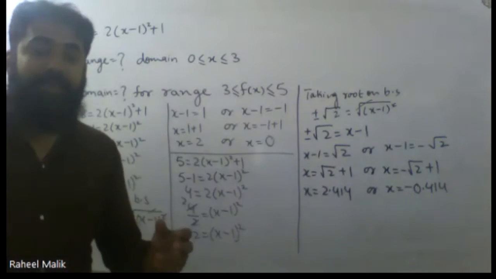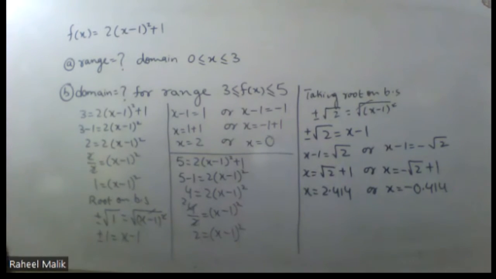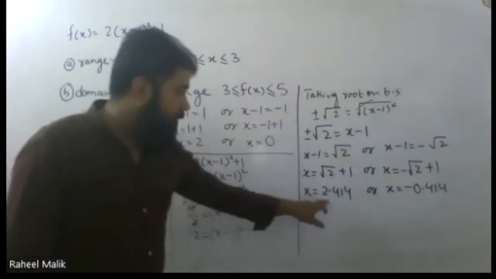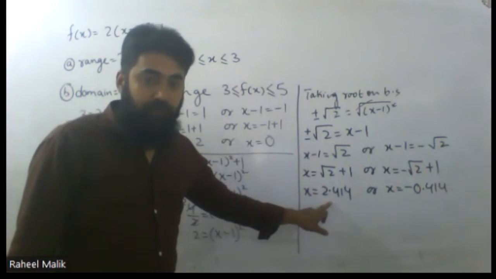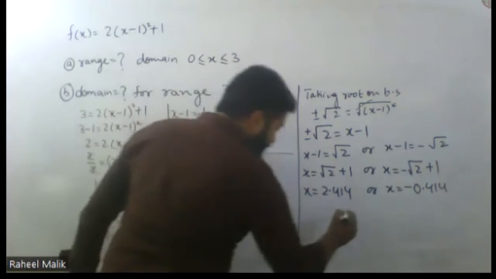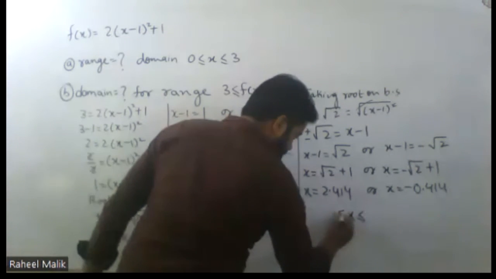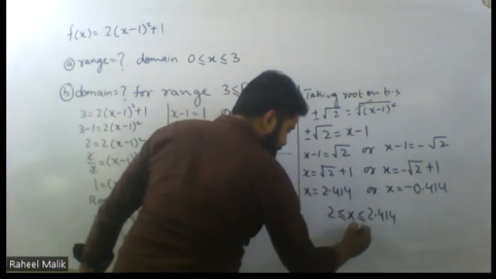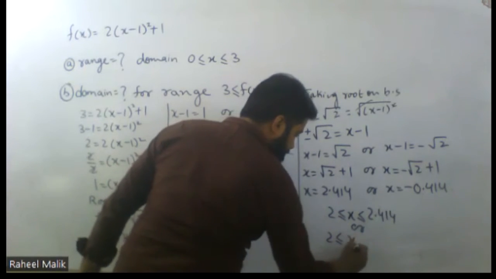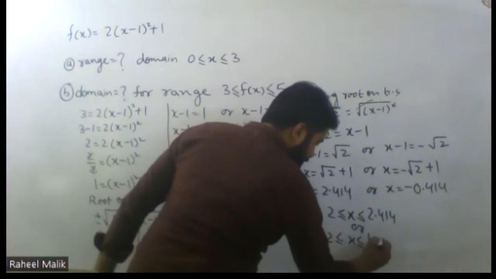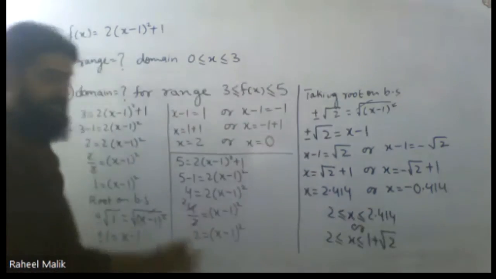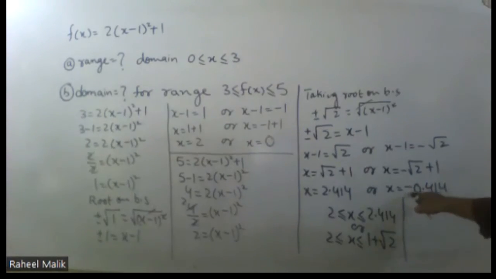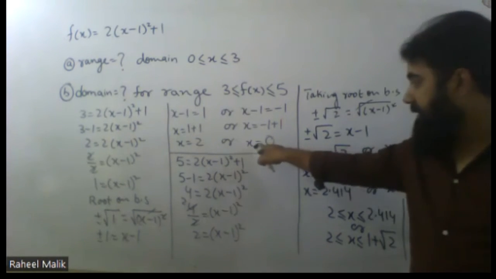So how will you write it in inequality form? So see, over here x was coming 2, that was positive. Over here it is coming 2.414, that is also positive. So either you will write it like this, 2 to 2.414, or 2 to 1 plus under root 2. Okay, either you will write it in this way.